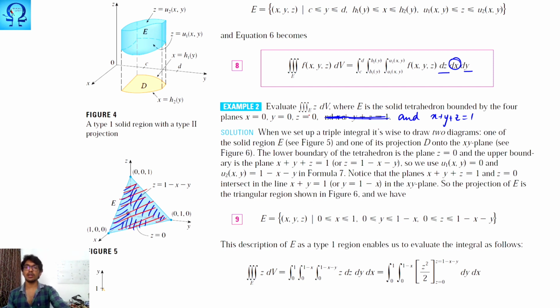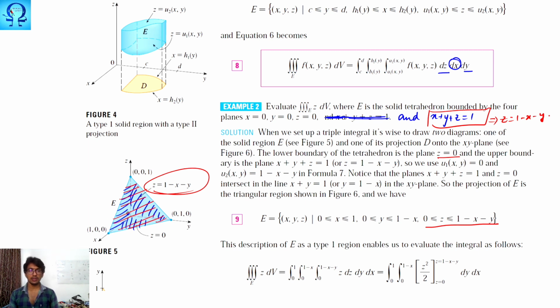Now, in order to evaluate this integral, we will have to set things up. First of all, where is z varying from and to? That is the main thing, right? It is given that z is varying from 0. So the lower boundary is z equals 0 and the upper boundary is this quantity. Since it is given that x plus y plus z equals 1, we deduce that z equals 1 minus x minus y. So your z value is going to vary between 0 and 1 minus x minus y.